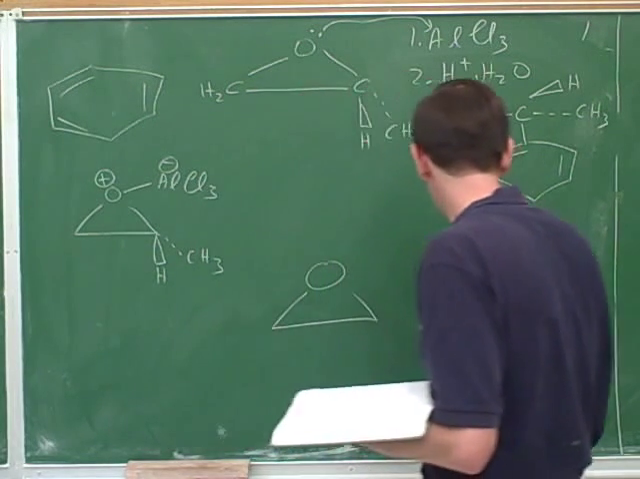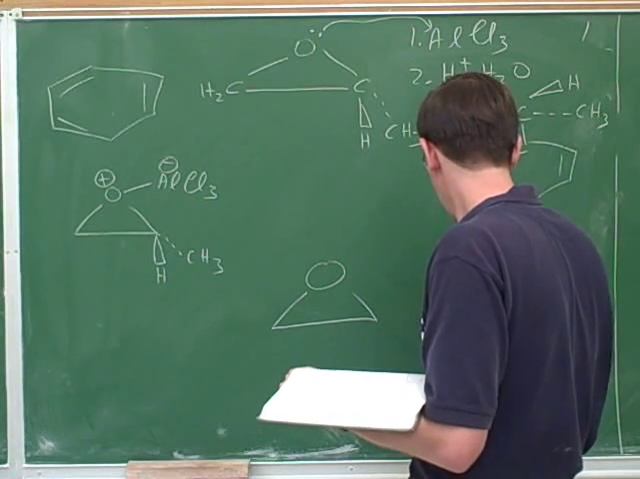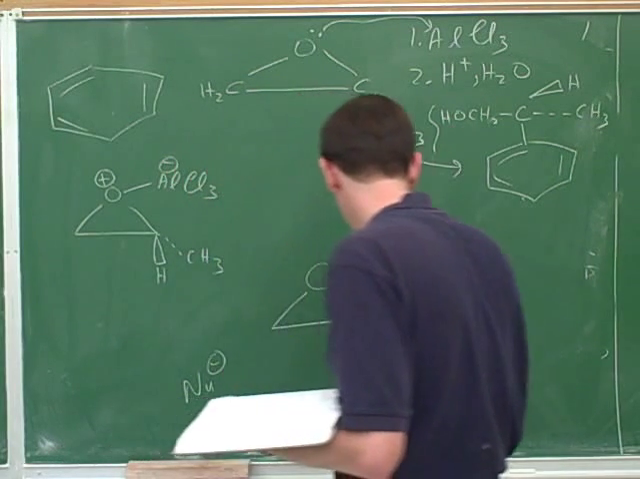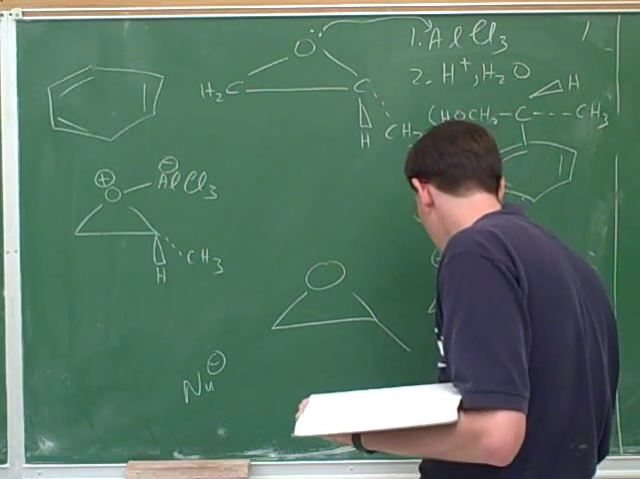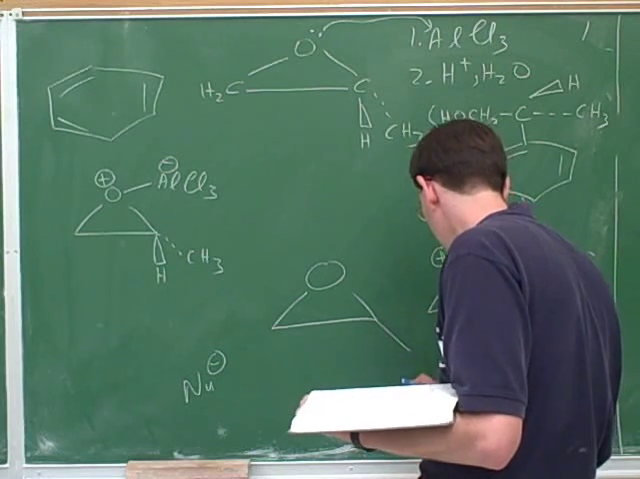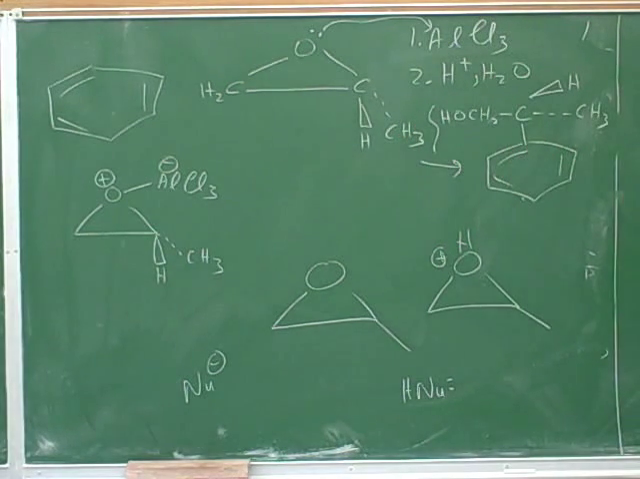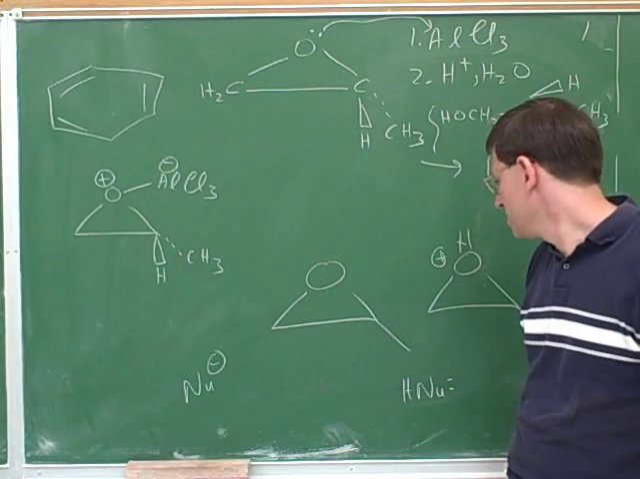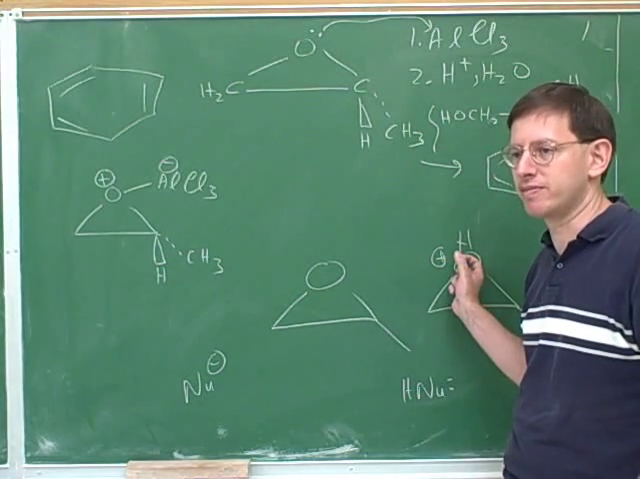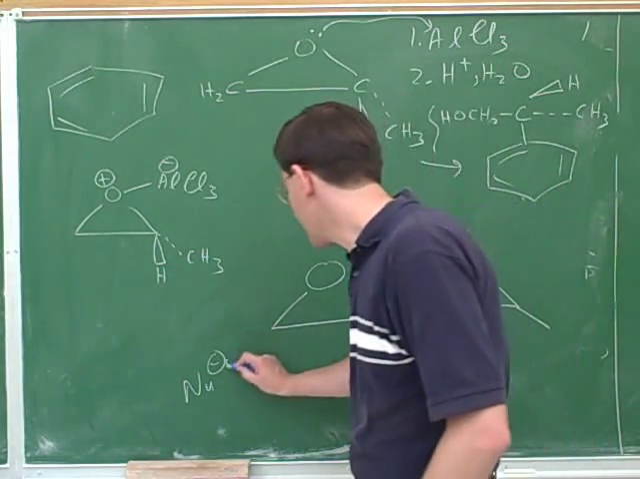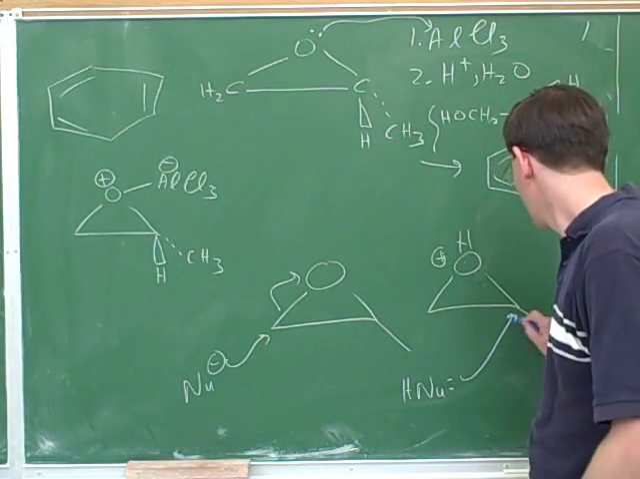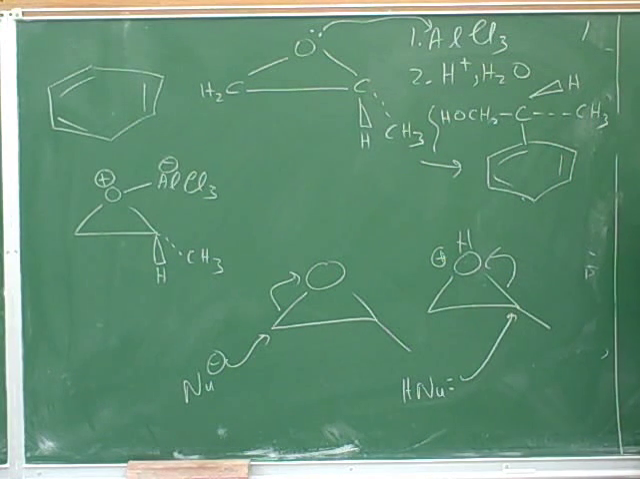Now, there's basically two different cases for three-membered rings. When you're attacking a three-membered ring, you can attack a neutral three-membered ring or a positively charged three-membered ring. In this case, the nucleophile prefers to attack the less hindered carbon. And in this case, it prefers to attack this carbon over here. We're just supposed to memorize that?